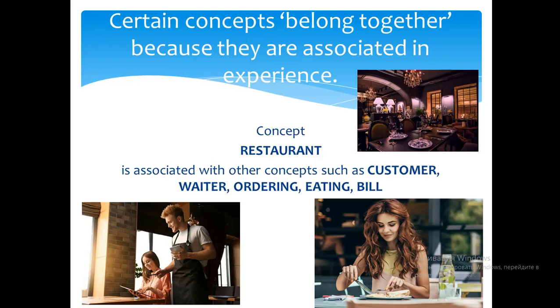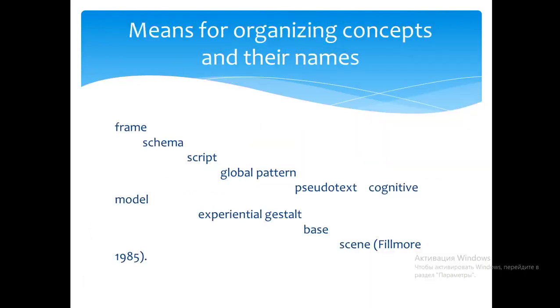To use a classical example, Schank and Abelson, 1977: a restaurant is not merely a service institution. It has associated with it a number of concepts such as customer, waiter, ordering, eating, bill. These concepts are not related to restaurant by hyponymy, meronymy, antonymy, or other structural semantic relations. They are related to restaurant by ordinary human experience. The concept restaurant is closely tied to the other concepts and cannot be isolated from them.